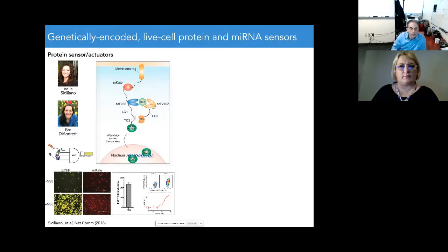One type of sensor is a protein sensor. This was work done by a former postdoc in the lab, Velia, who now has a faculty position in Naples, and Bree, a former graduate student who's now in California. They created this platform whereby we can genetically engineer what are called chimeric proteins, multi-domain proteins, that can sense the presence of other proteins inside the cell, and then conditionally activate the expression of desired genes.